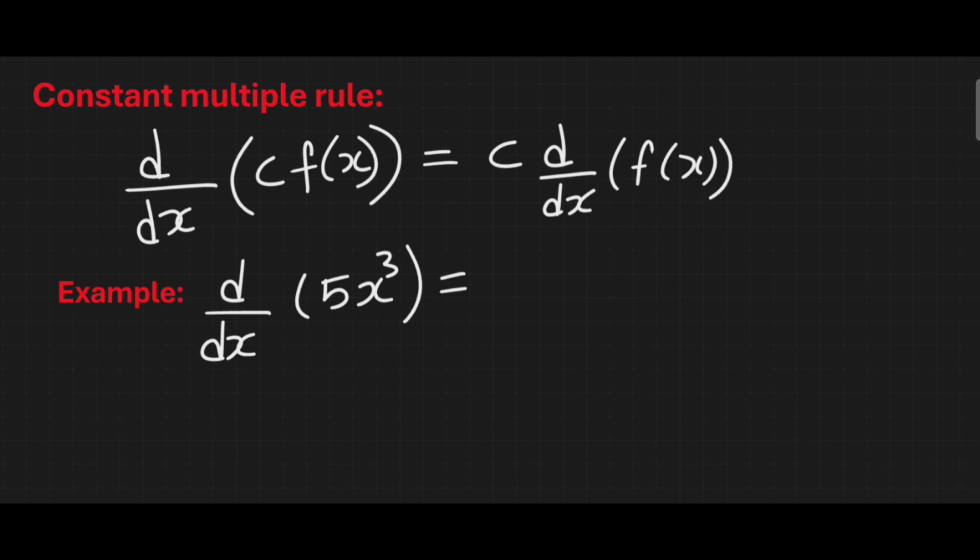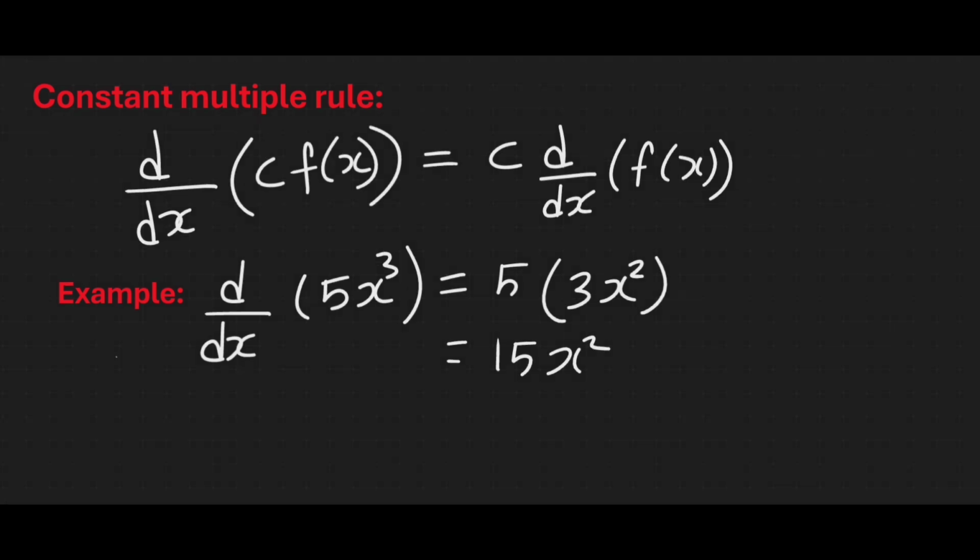For example, d by dx of 5x cube, keep the 5 outside. Then differentiate x cube normally, which is bring the 3 down and subtract 1 from the exponent. So 3 times x square. Therefore, 5 times 3 is 15. 15 x square. So d by dx of 5x cube is 15x square.